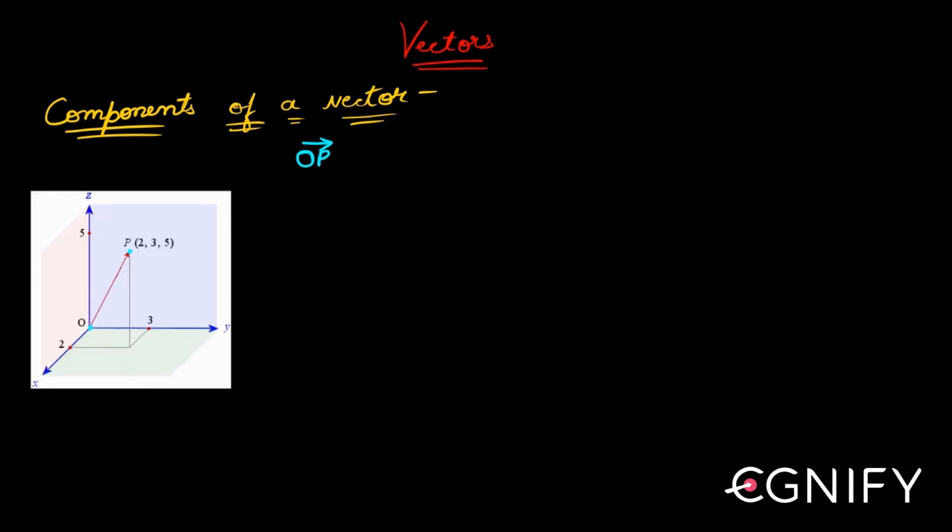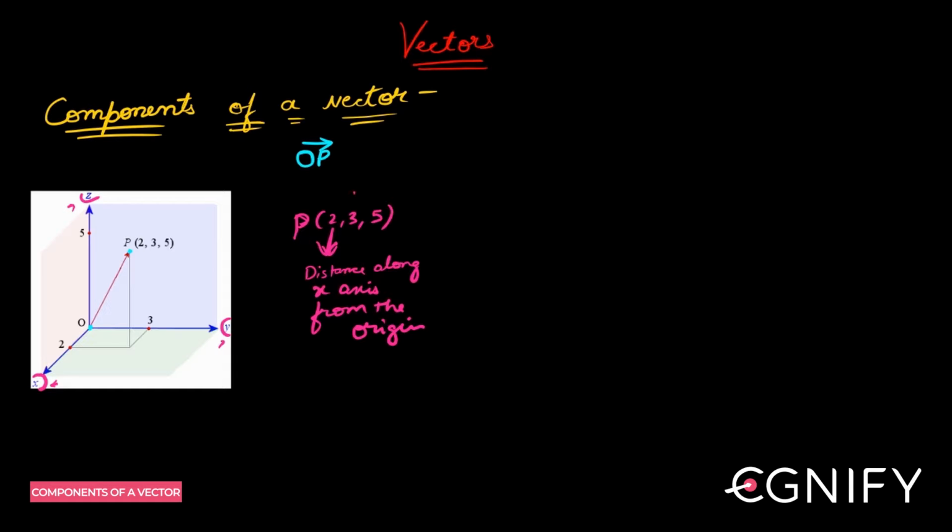Now there are a few interesting things about this vector that I want you to observe. First of all, this is your x-axis, this is your z-axis, this is your y-axis, right? So your x is here, y is here, z is here. So what does 2, 3, 5 mean? If I say P is 2, 3, 5, what does this mean? I told this to you before as well. 2 means this point P is at a distance of 2 units from the origin along x-axis. Similarly, this is the distance along y-axis from the origin, and this is the distance along z-axis from the origin.